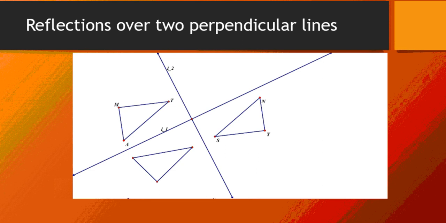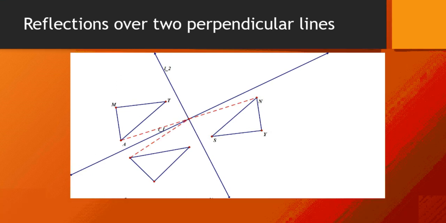Well, what happens if the lines are perpendicular? Triangle AMT becomes triangle NYS. How does that happen? What single transformation takes triangle AMT to triangle NYS? Well, I hope you see that that's a half turn about the point of intersection for the reflection lines. Can we justify that? Sure we can.